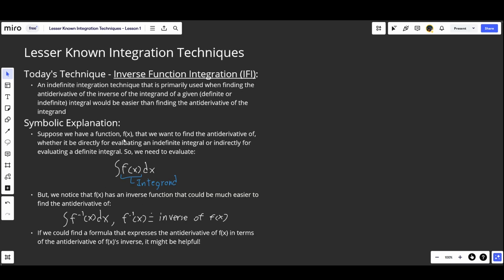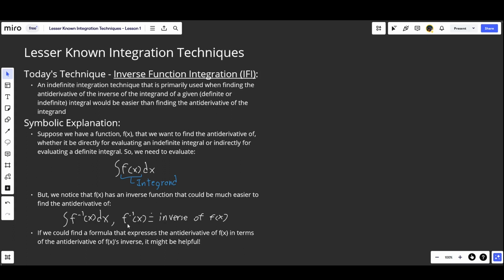Suppose we have a function which I'll call f of x that we want to find the antiderivative of. Now, this could be for the purpose of directly evaluating an indefinite integral, but it could also be part of the process of evaluating a definite integral. In either case, we're going to need to evaluate this indefinite integral of f of x right here. Now, normally we could handle this with methods that we're already familiar with, such as U-Substitution, trigonometric substitution, integration by parts, etc. But depending on what f of x is, we might notice that it has an inverse function that could be much easier to find the antiderivative of.